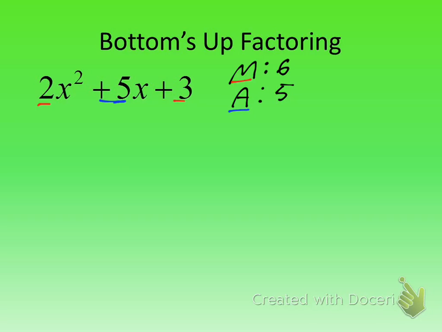What two numbers multiply to 6 and add to 5? 2 and 3, right? 2 times 3 is 6. 2 plus 3 is 5. Step 2 done. Step 3, put numbers into binomials. So x plus 2. Oops.